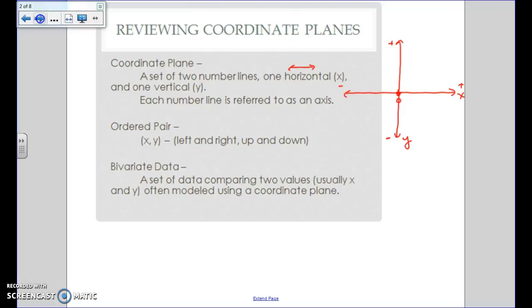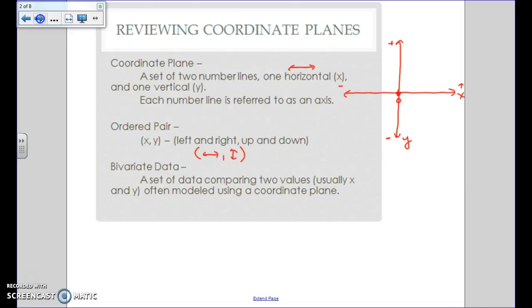All right, so hopefully it's kind of looking a little familiar to you. That's where our two variables are going to come from, our x variable and our y variable. An ordered pair is in the form of parentheses, where the first number tells you left and right, and the second number tells you how far up and down. So it's a way to talk about position.